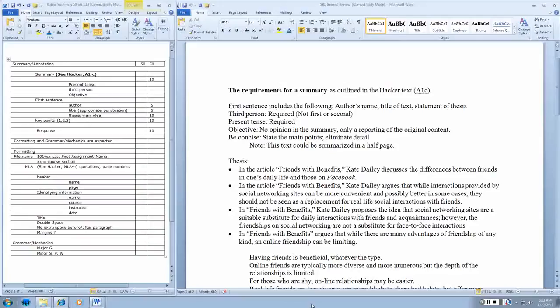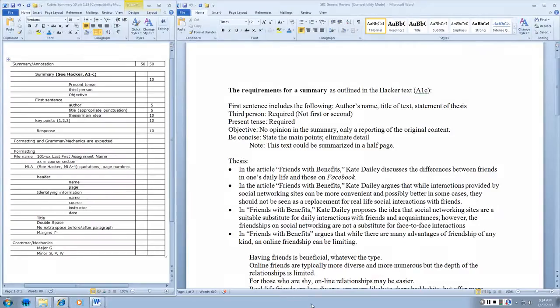I am returning the papers that were submitted for Summary Response 1, and I wanted to go over generally what expectations there were and what problems I encountered. I have attached this document, SR1 General Review, in Unit 1, and this rubric was available with the original assignment and is also attached to your return paper.